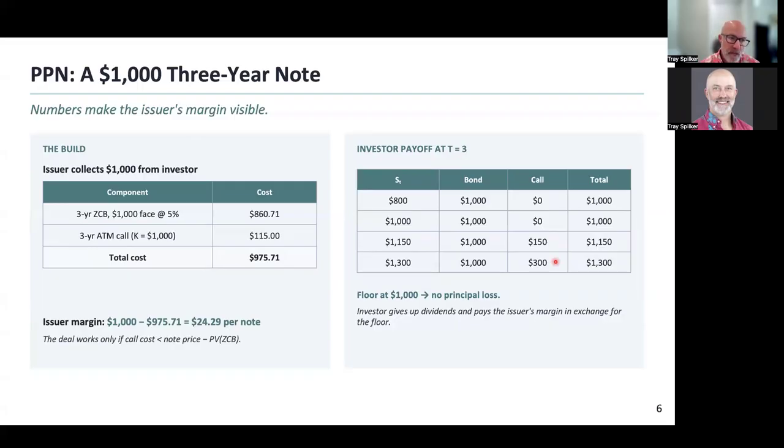So the only thing we really give up by doing a principal protected note is that if it's on, say, an index, we're going to give up dividends because we're not holding the underlying. We bought a call option, and so we're giving up the dividends there. And of course, whatever the issuer's margin is in exchange for providing that floor, which in our little example here was about 24 bucks.